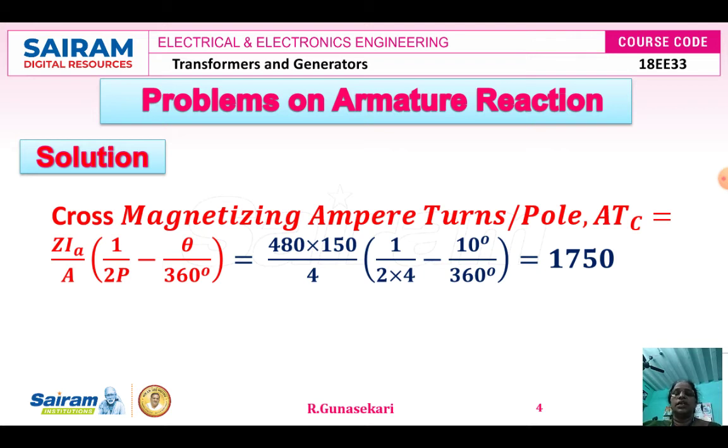The formula is ZIA divided by A into (1 divided by 2P minus theta divided by 360 degree). Now you substitute the values for all the parameters in the given formula. 480 into 150 divided by 4 into (1 divided by 2 into 4 minus 10 degree divided by 360 degree), that is equal to 1750. This is the cross magnetizing ampere turns per pole ATC. So first you read the problem, then you write the given data, then required data, and then which formula is suitable for getting the required data.